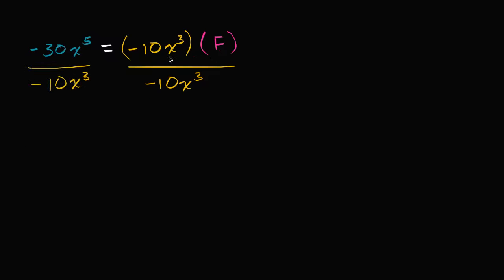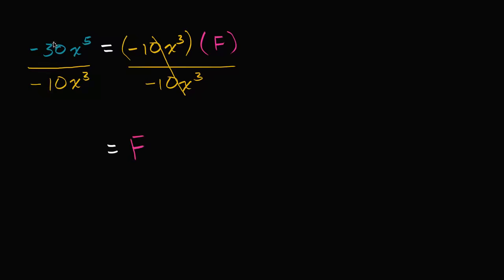Well, on the right-hand side, up top, we're multiplying by negative 10x to the third, and then we're dividing by negative 10x to the third. Well, multiplying by something and dividing by that same thing is the same thing as just multiplying by 1, or one way to think about it, they just cancel out. So we are just going to be left with an f on the right-hand side. There's the whole point. We wanted to solve for f.